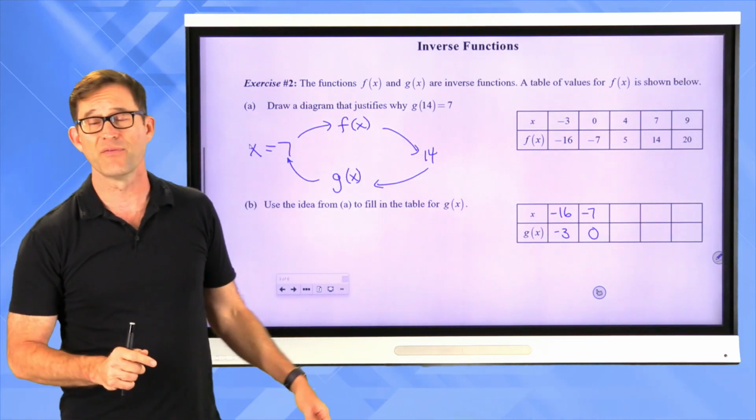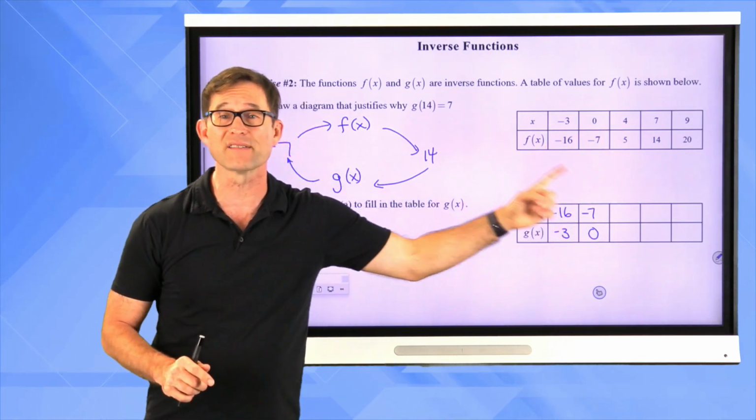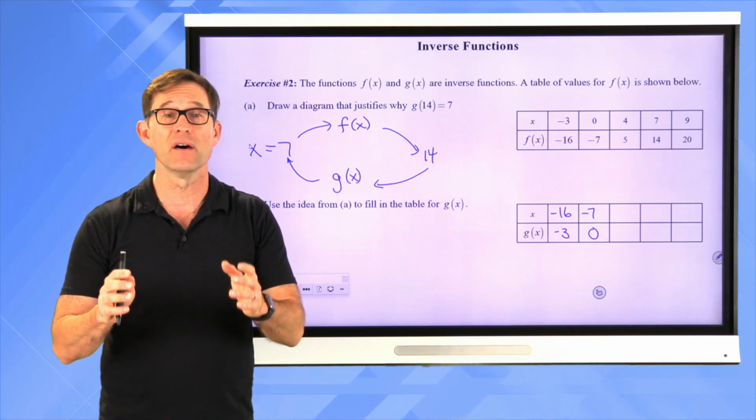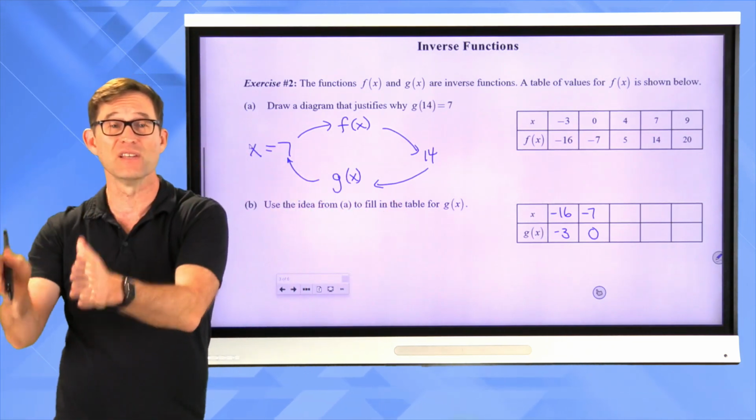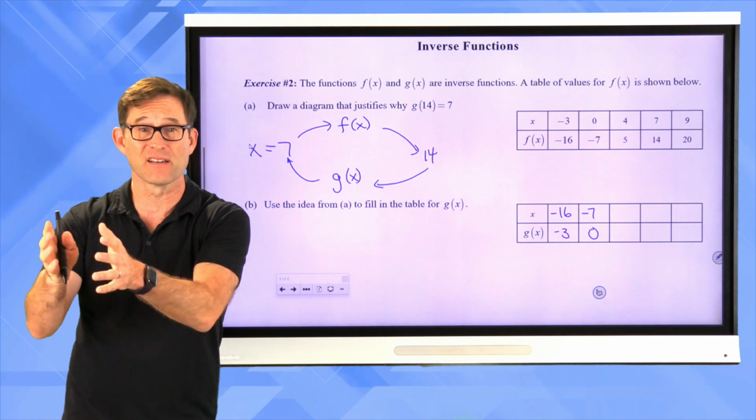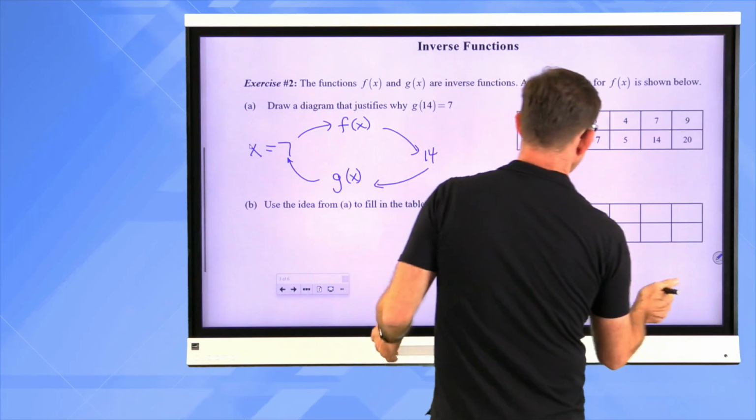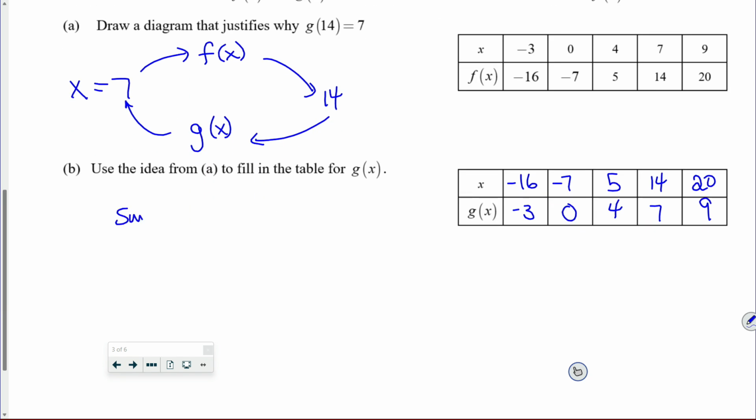Now, if you're saying to yourself, well, to fill in this table, all I have to do is take all the x's and the y's and reverse them, you are completely correct, because that is exactly the idea of inverse functions. One function takes these x values and maps them to these y values. The other function then has to take these y values and map them back to these x values. So 5 would go to 4, 14 would go to 7, which we've already talked about, and 20 would get mapped to 9.